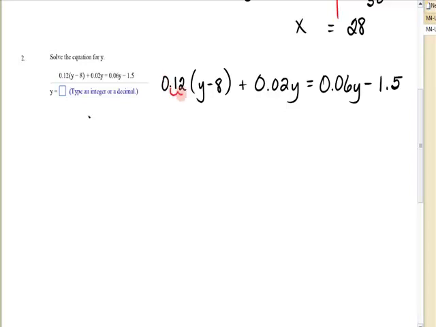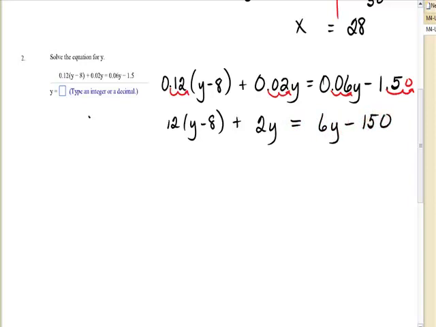So I multiply this by 100. It'll carry inside in a minute. This by 100. This by 100. This by 100, and I will have to add a 0. So I have 12 times y minus 8 plus, I don't need to write 0, 2, just write 2y is equal to 6y minus 150.